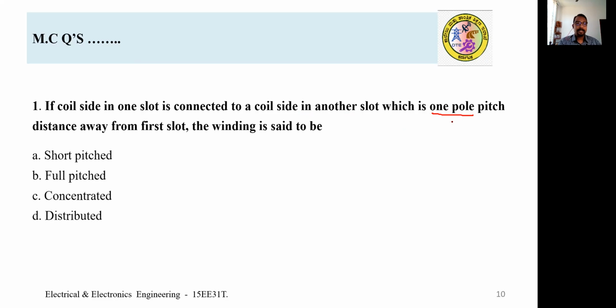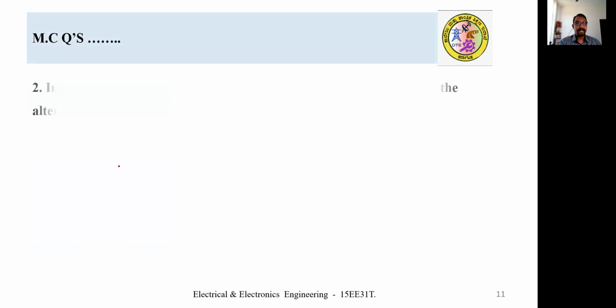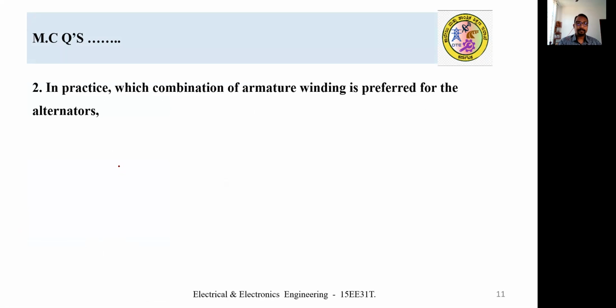Let us see the options: short pitched, full pitched, concentrated, distributed. The answer is full pitched winding, because the coil span is equal to one pole pitch. The second question: in practice, which combination of armature winding is preferred for the alternator? Which type of winding is used?